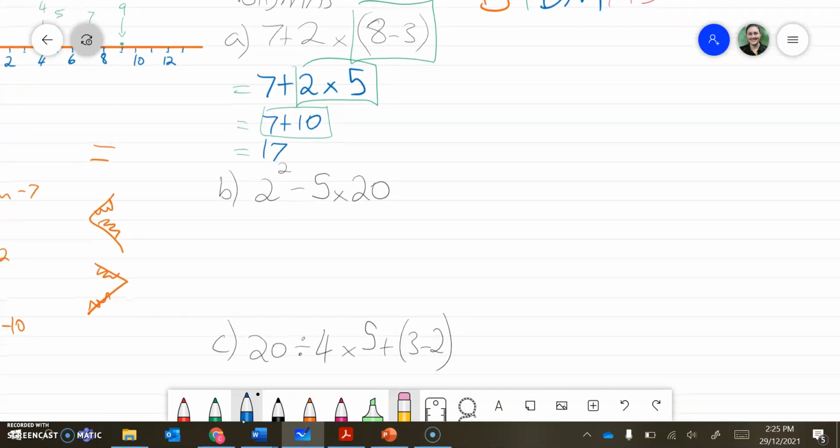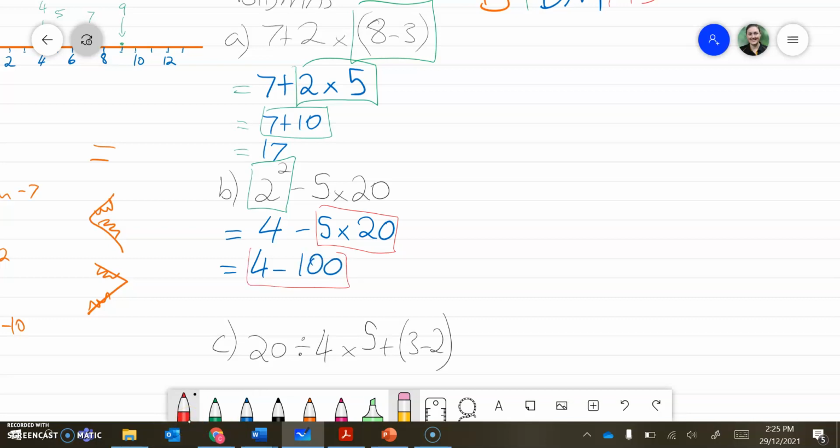In our next one here, we don't have any brackets, but we do have indices. So this 2 squared is an indice. So 2 squared means 2 times 2. So 2 times 2 is 4. And then we've got minus 5 times 20. We now are looking at a subtraction and a multiplication. So we are going to do the multiplication first. So we now have 4 minus 100. We just have a subtraction, so 4 minus 100. So that is negative 96 because we started at 4 and we went down 100 units.